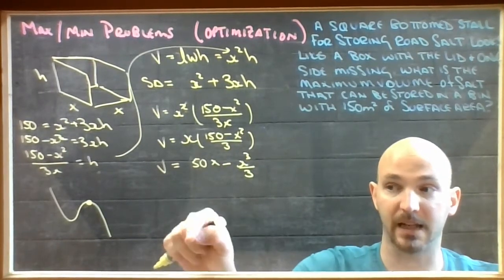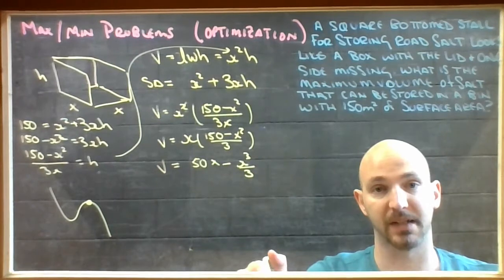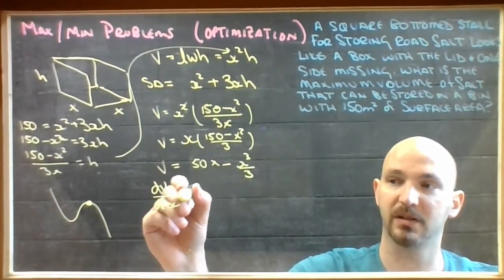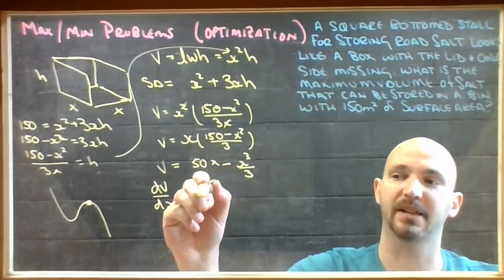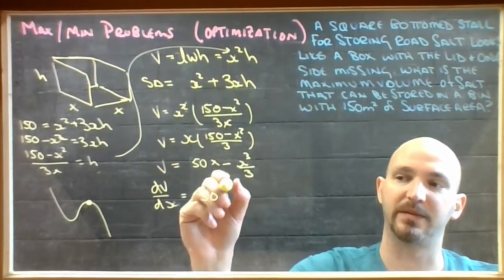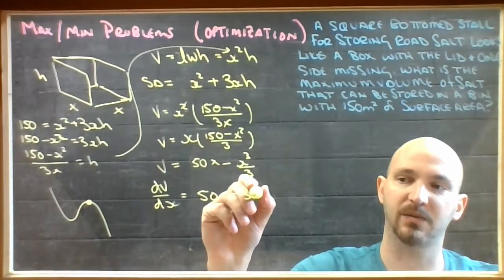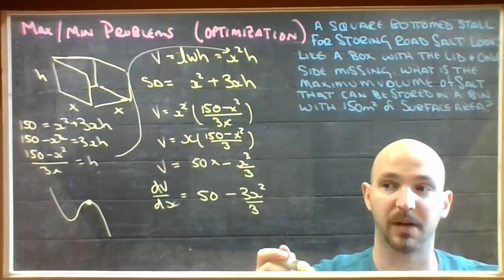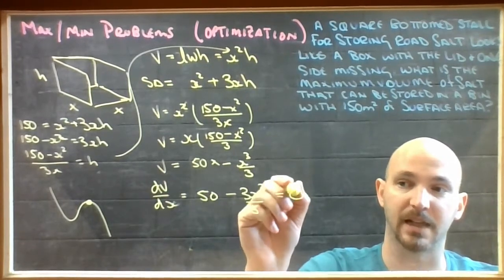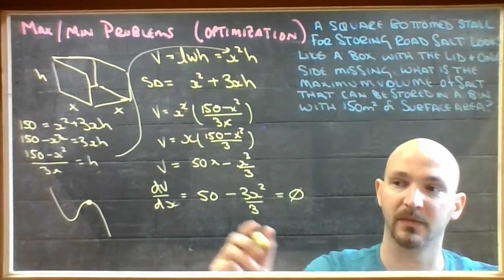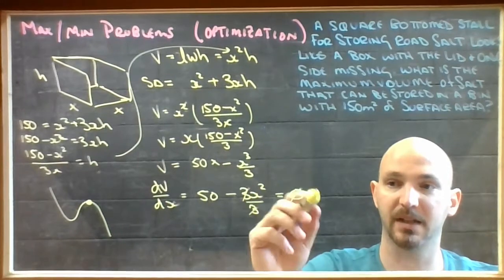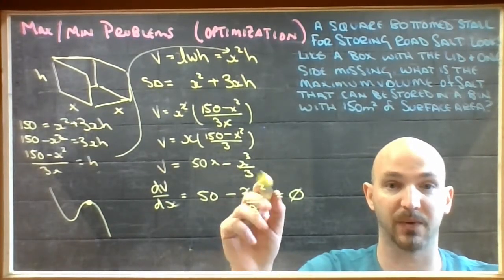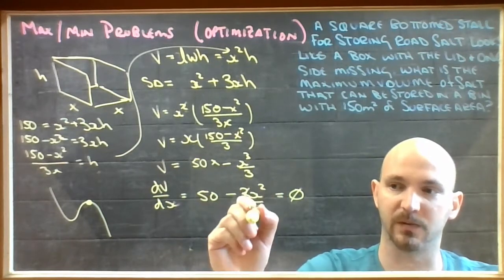So I'm going to get that like I did with all max/mins when I did curve sketching. I'm going to take the derivative of this by the variable in question. So derivative of 50x would be 50. Derivative of x cubed would be 3x squared, and that divided by 3 is unaffected by the derivative. Set that to 0. Divide both sides by 3, and 3 divides by 3 and it's gone. Kick this over.